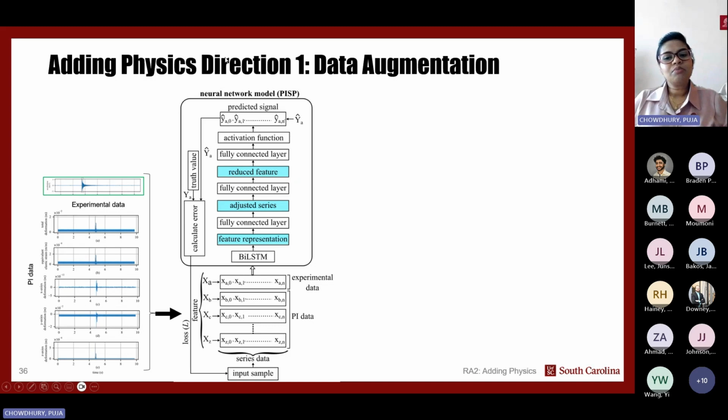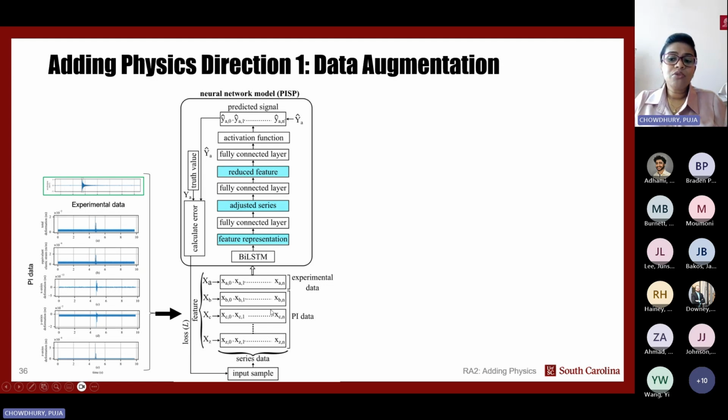To see the detailed PIS model, here is the flow diagram of PIS. So if we see the flow of this model, start from the below. If we consider the XA as experimental data acceleration and the other of these, we consider the PI data. So there are several features along with PI and experimental data. First, we use a BiLSTM to capture the series representation, and the output of this generates a latent feature to adjust the series length.